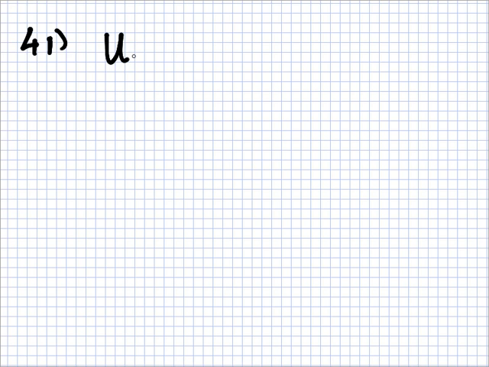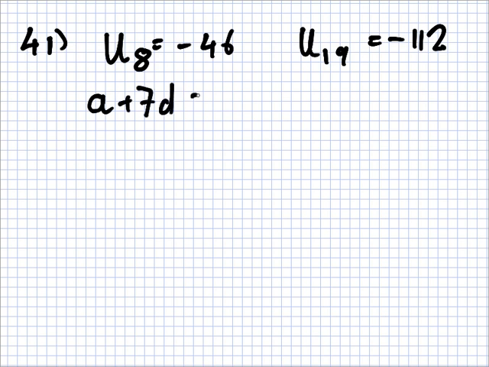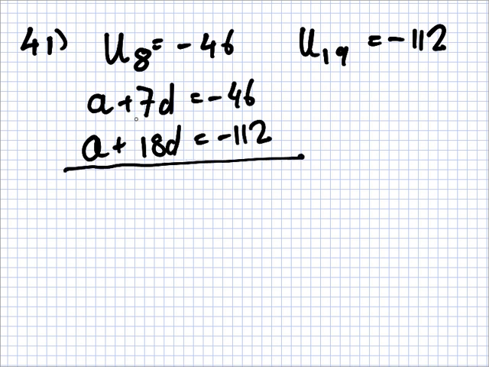So I tell you that the 8th term is minus 46, and the 19th term is minus 112. So this means a plus 7d equals minus 46, and this one is a plus 18d. Yeah? Add or subtract? Subtract. A minus a, gone. 18d minus 7d, 11d. Yeah?